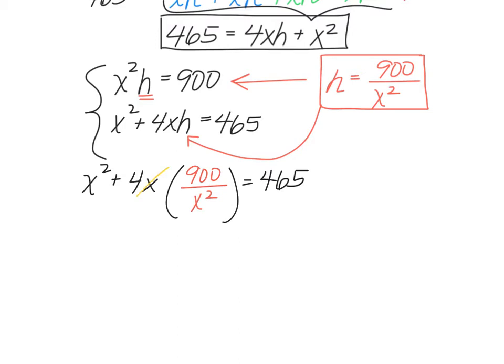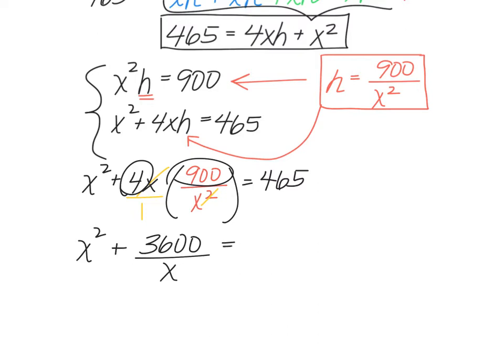We have x that will divide out with the x squared. Remember, if you need to remind yourself that we really have 4x over 1, so you don't make a computation mistake there, then go ahead and put your 1 in the denominator. So then that leaves me with 4 times 900, which will be 3600, all divided by x is equal to 465.